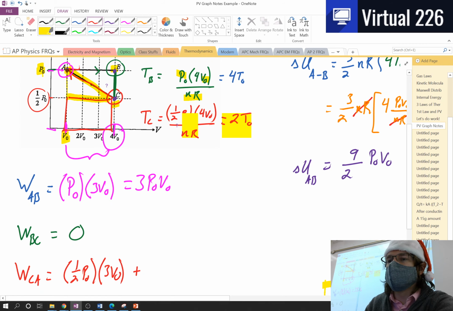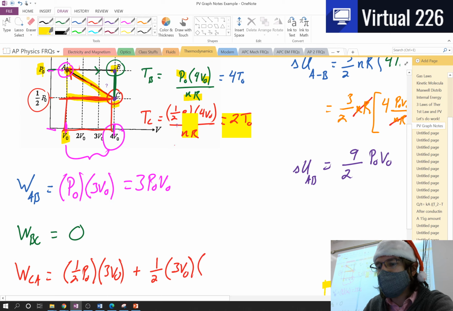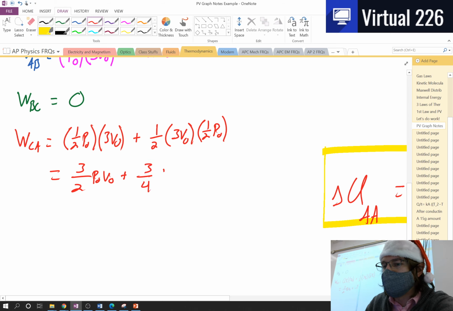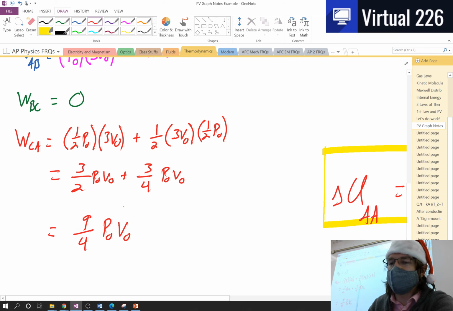When we have this triangle, that's going to be 1/2 base times height. So 1/2. Our base here going across is the 3V naught again. And our height here, we want to be careful. It's not P naught. It's the difference between 1/2 P naught and P naught. So this is going to be a 1/2 P naught again. If we put all this together, we're going to get a 3/2 P naught V naught plus, and in this case here, this is going to be like 3/4 P naught V naught, which really makes this close to 6/4 P naught V naught, which we can then say is 9/4 P naught V naught, just putting everything together.